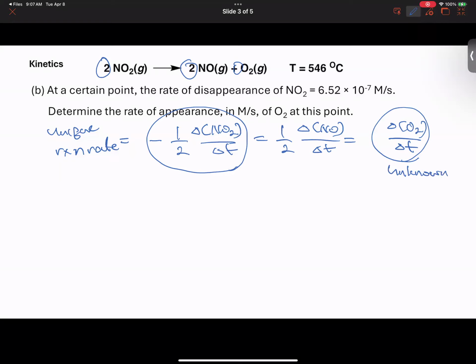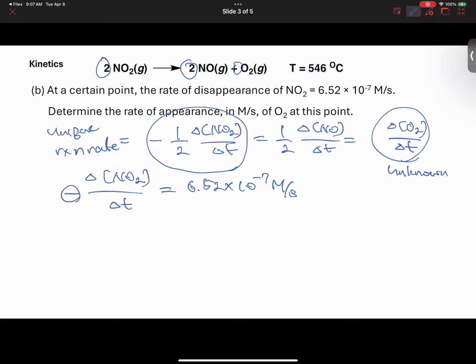Appearance of the oxygen gas, rate of appearance per time, and then the rate of disappearance, multiplied by negative half. And we know that rate of disappearance, this one, over time, disappearance negative there, it is 6.52 times 10 to the negative 7 molarity per second. In 1 second, 6.52 times 10 to the negative 7, which is, let's say, 652 nanomolarity.